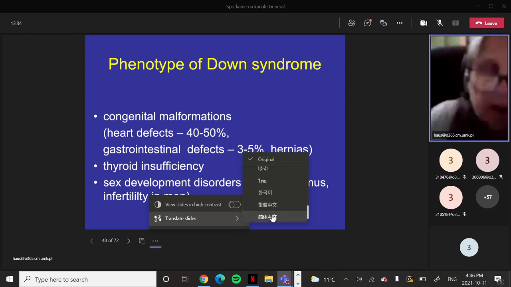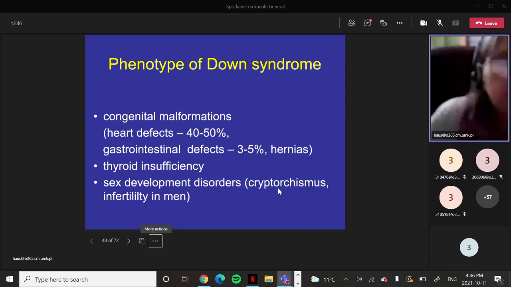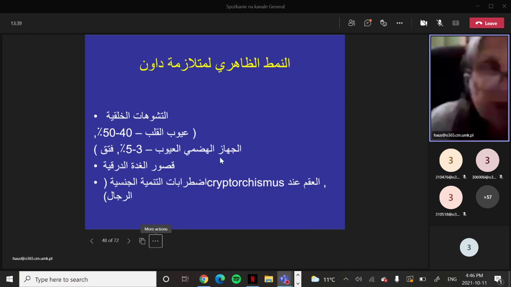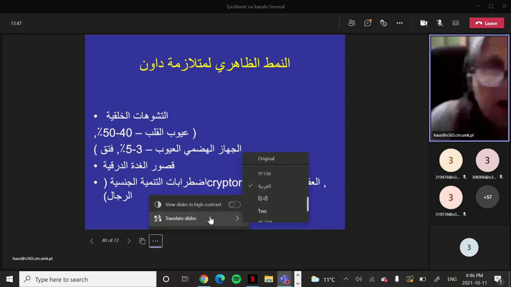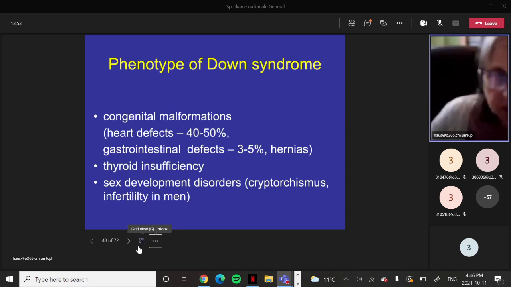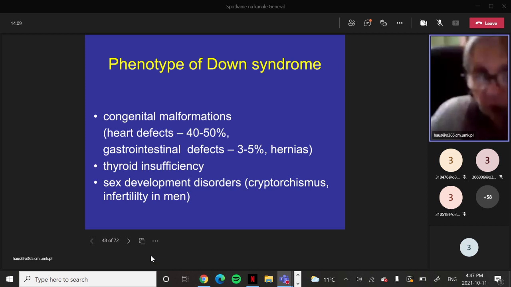So we continue. Phenotype of Down syndrome, and here you can see what are the components of this phenotype. Congenital malformations, I mean heart defects, mainly heart defects in about half of children with Down syndrome. Gastrointestinal defects, only in some percent of Down syndrome children. Hernias, different hernias in about 20 to 40% of people with Down syndrome.